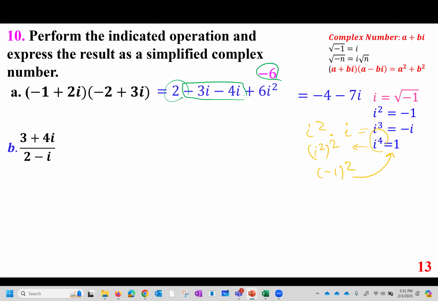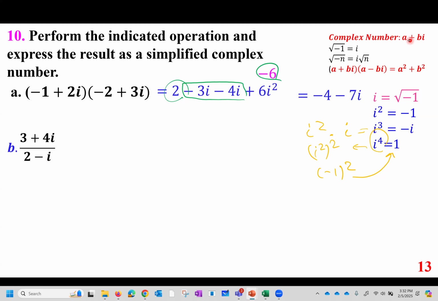3 plus 4i over 2 minus i. How do we divide complex numbers? If they say simplify or divide or put it in standard form, it makes no difference. The complex number has the standard form a plus bi, they mean put it in that form, okay?